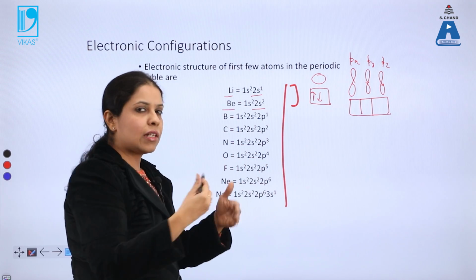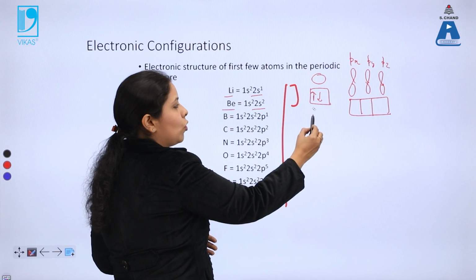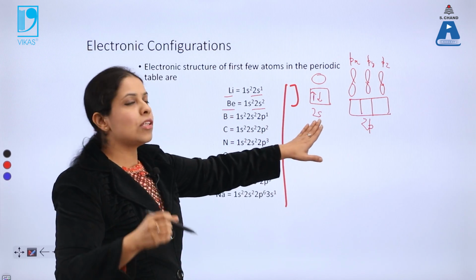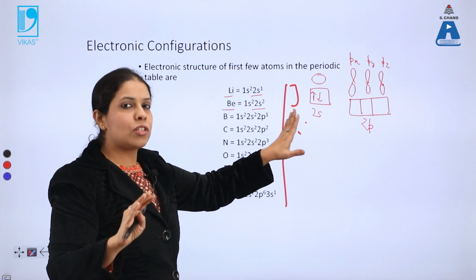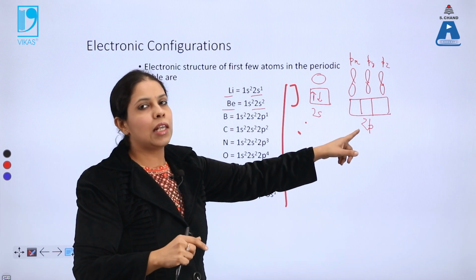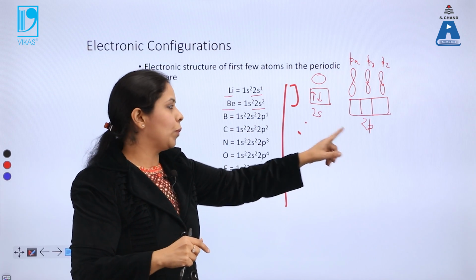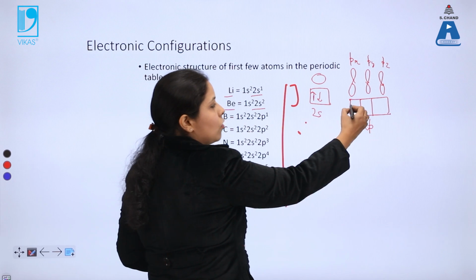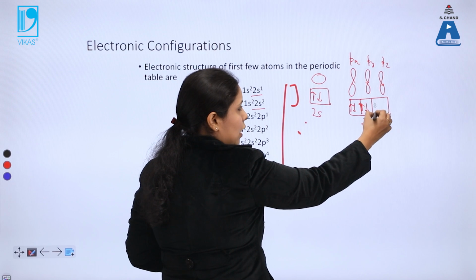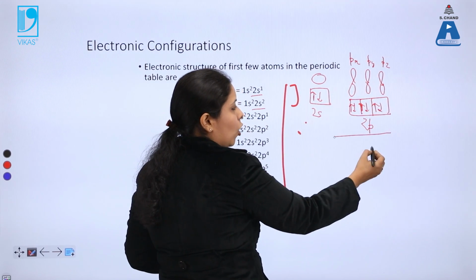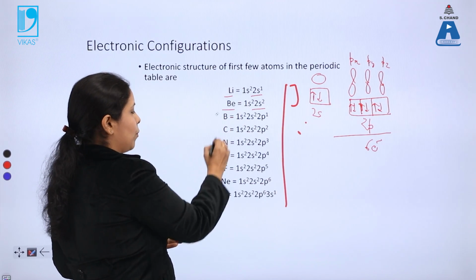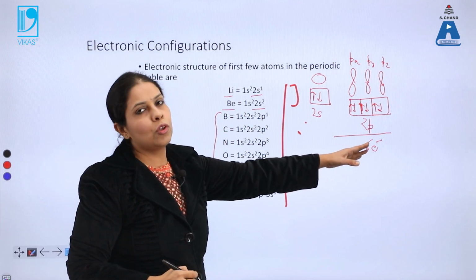But in beryllium, when the next electron has to enter, it will prefer to go into 2s, not 2p, because we have already seen the Mendeleev rule. After 2s is fully filled, that means the 2 electrons which can be filled in the 2s orbital have already come into it, the higher electron will go into the higher orbital, that is 2p. 2p has 3 orbitals, and each orbital can accommodate 2 electrons. So how many total electrons can 2p accommodate? 6 electrons. So the next 6 elements will go into the 2p orbitals.